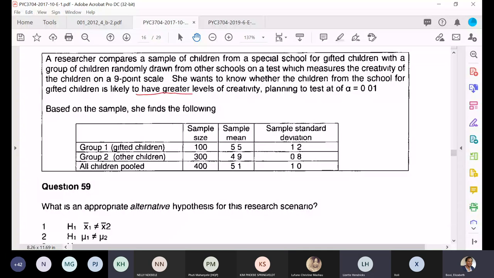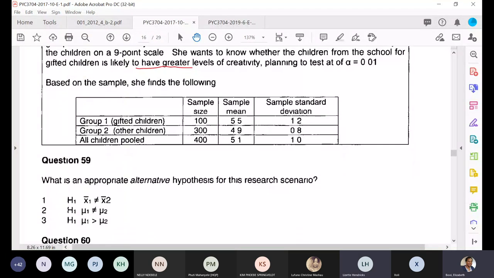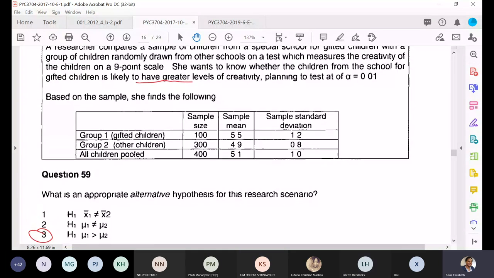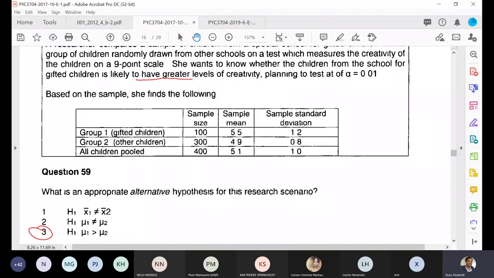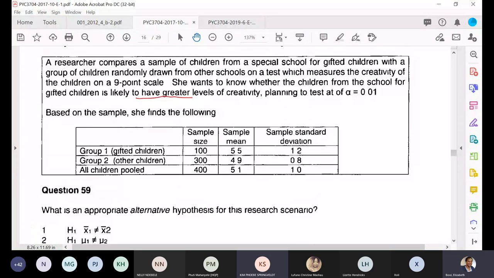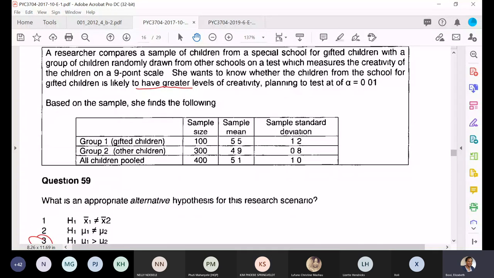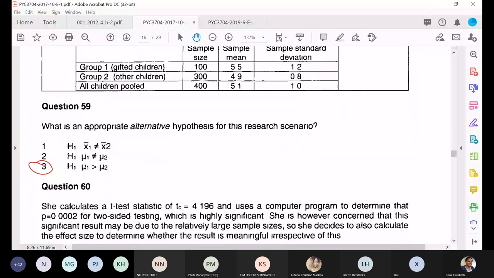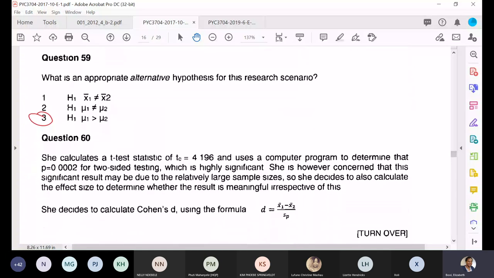To test that greater level, therefore, it means we're looking at number three. That is the first thing that you always need to look at. In the question, she wants to know whether children from the school are likely to have greater level, which means it's more than. So there we go, number three.